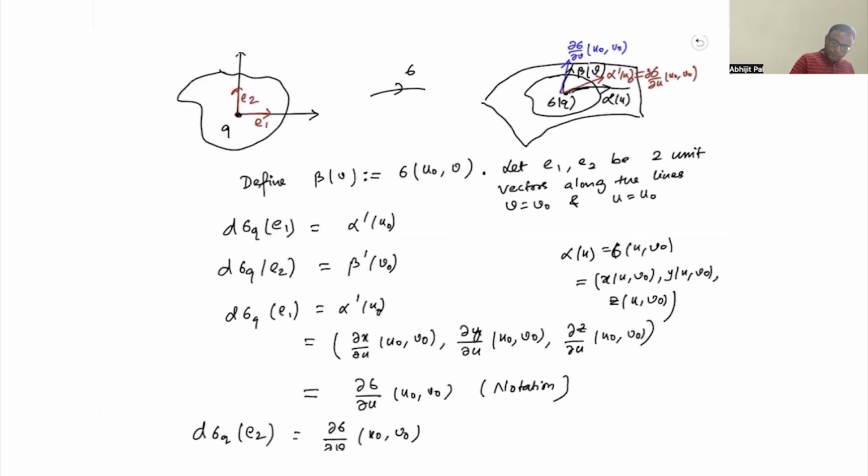Okay, all right. So we have defined a regular surface. Now it is time to see some examples.